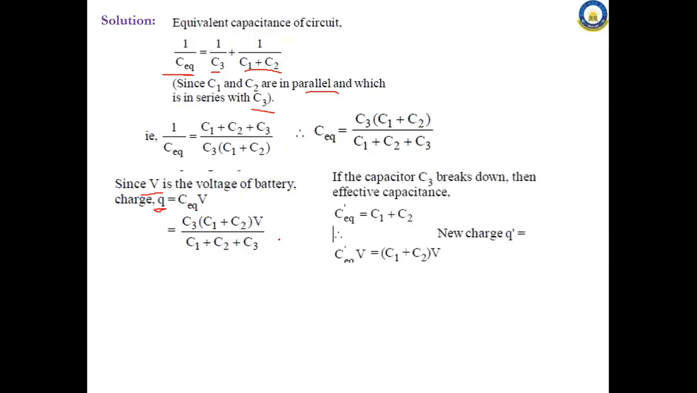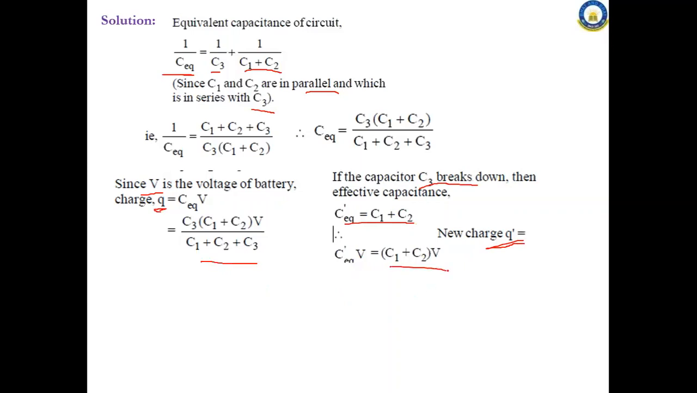Next, if the capacitor C3 breaks down, what will be the effective capacitance in this case? C1 and C2 will be in parallel, therefore the equivalent capacitance will be C1 plus C2. Now the new charge, Q dash, is equal to C equivalent into V, that is C1 plus C2 into V. So this is the original charge, and this is now the new charge.